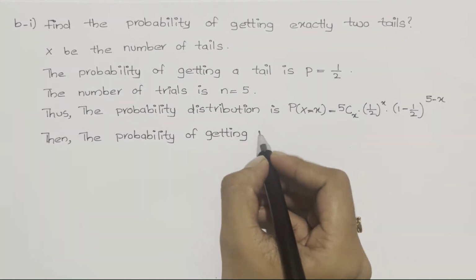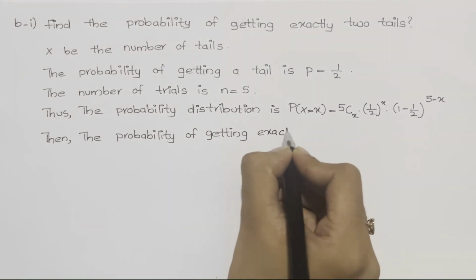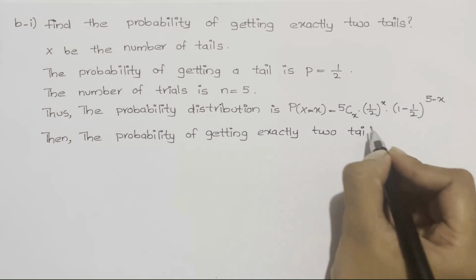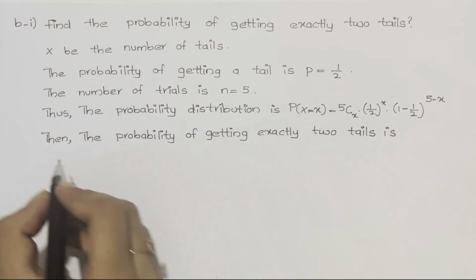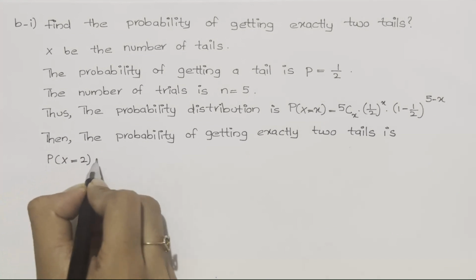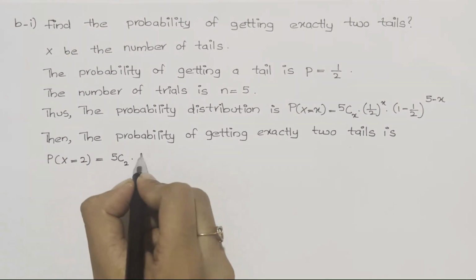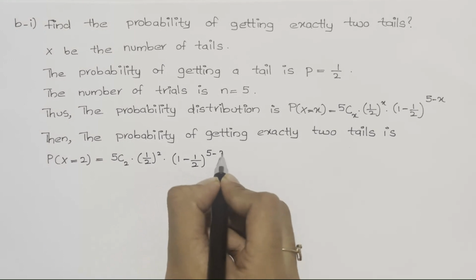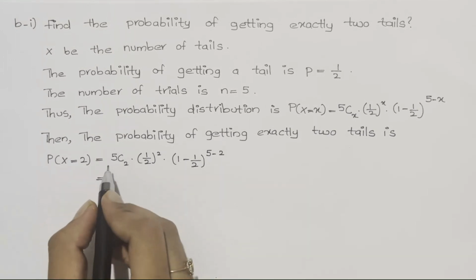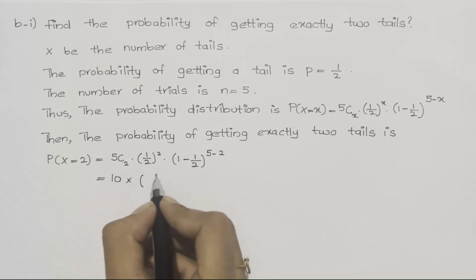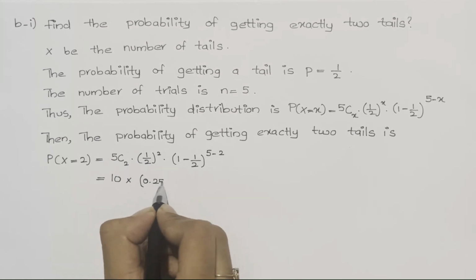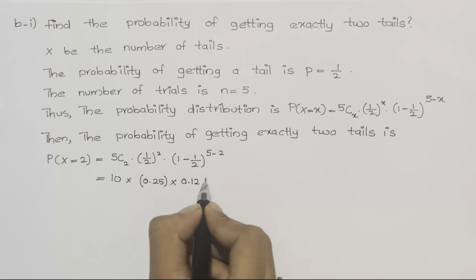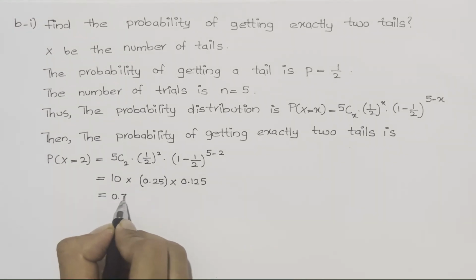Then the probability of getting exactly 2 tails is P of x equal to 2 equal to 5C2 into (1 by 2) whole square into (1 minus 1 by 2) raised to 5 minus 2 equal to 5C2 is 10 into (1 by 2) whole square is 0.25 into (1 minus 1 by 2) whole raised to 5 minus 2 is 0.125 equal to 0.3125.